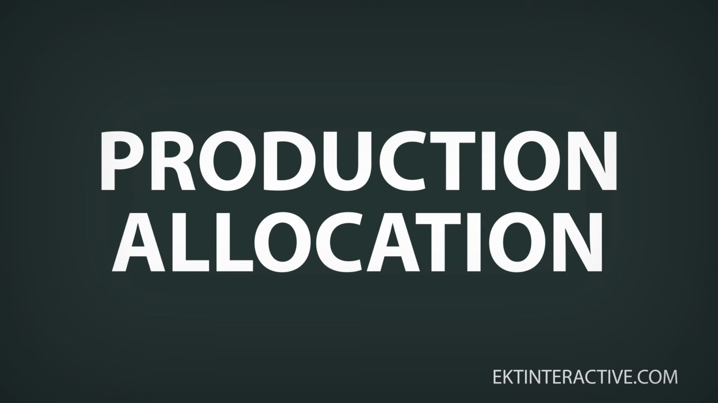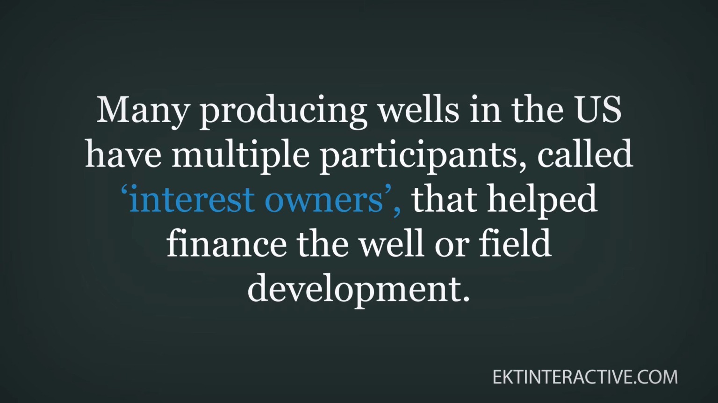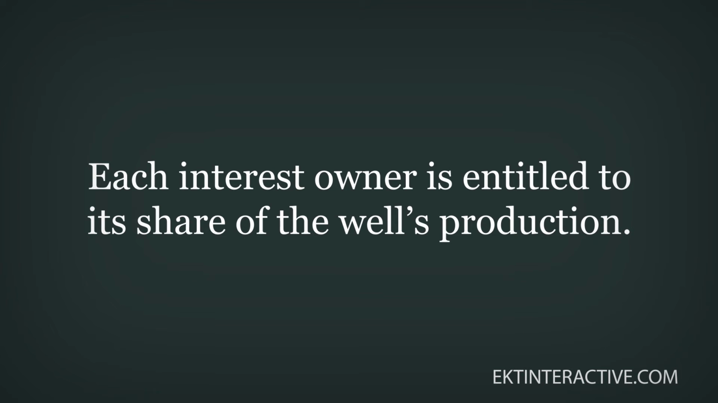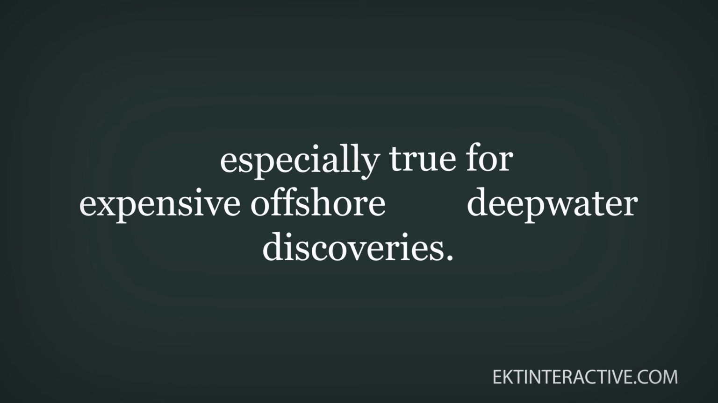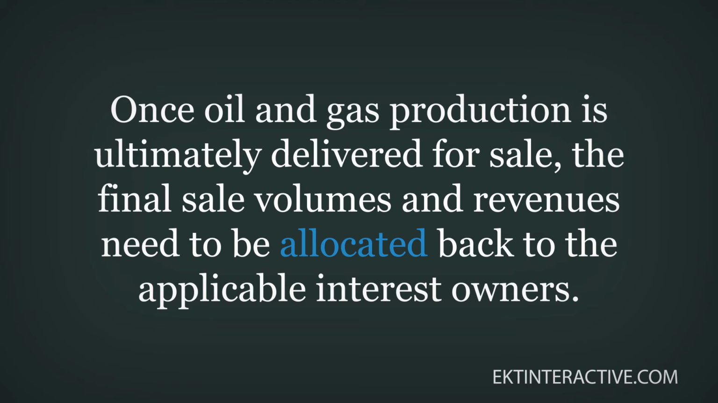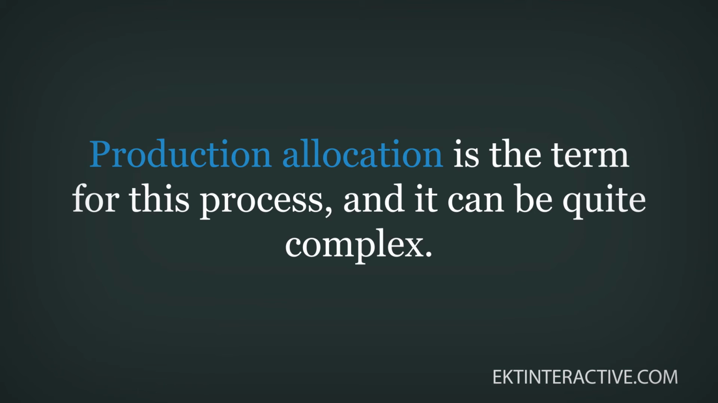Now, let's discuss production allocation. Many producing wells in the U.S. have multiple participants, called interest owners, that helped finance the well or field development. Each interest owner is entitled to its share of the well's production. This is especially true for large, expensive offshore and deepwater discoveries. Once oil and gas production is ultimately delivered for sale, the final sale volumes and revenues need to be allocated back to the applicable interest owners. Production allocation is the term for this process, and it can be quite complex.